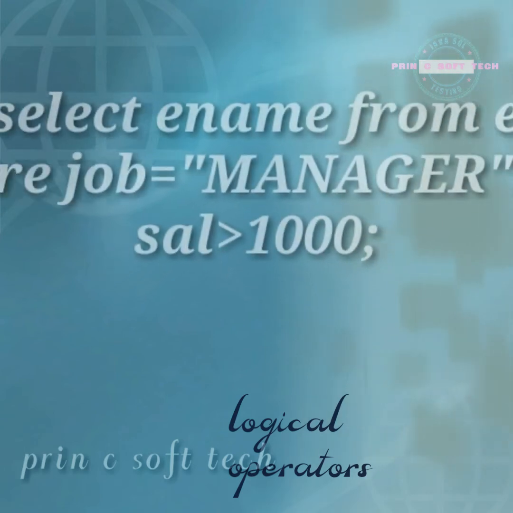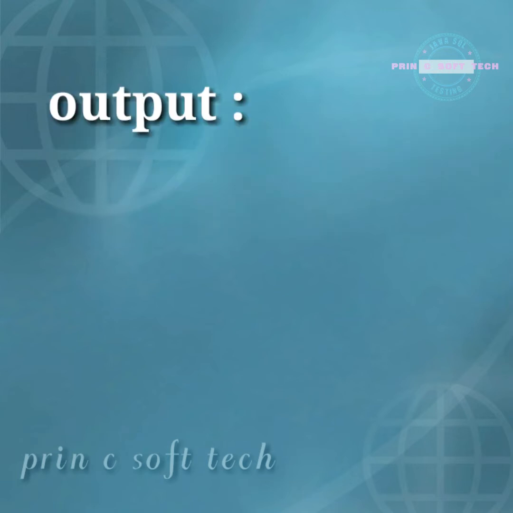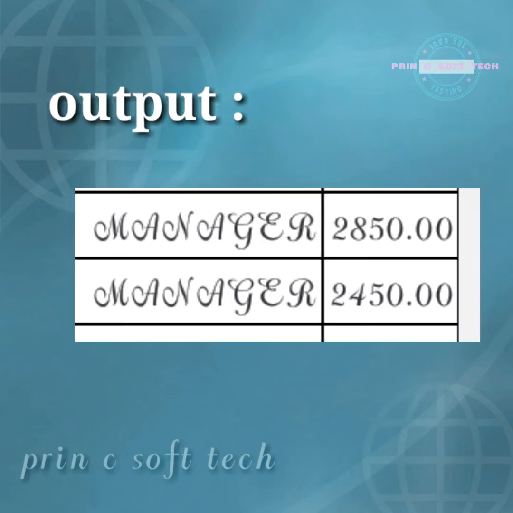Example, let's see. Select ename from the employee where department name is equal to manager and salary must be greater than some value. Then the output will become like this.